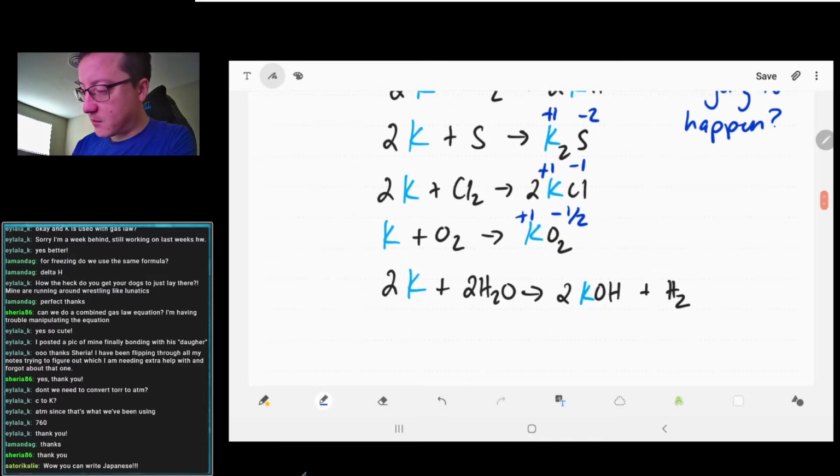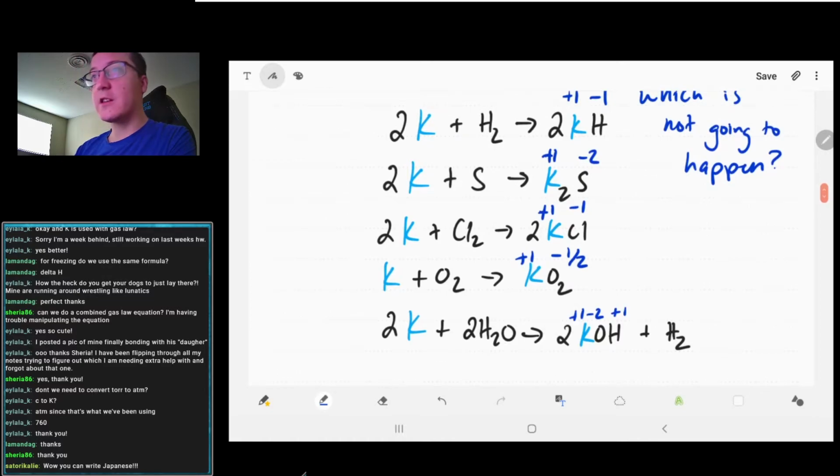And for the last one, we get +1, +1, -2. So just, if we were not to look at this any further, this one is already the most bizarre. To have oxygen with an oxidation state of -1/2 is a bit bizarre. Technically, this compound would be potassium superoxide, but that's not oxygen's preferred charge, right?